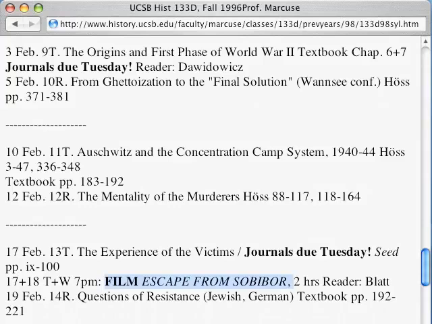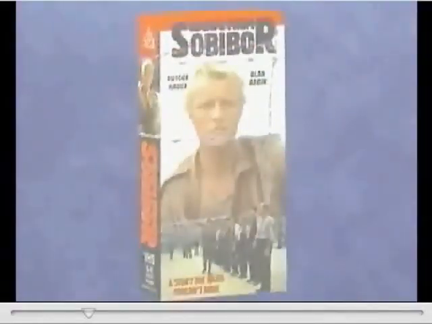Action-adventure hero Rutger Hauer stars in an incredible true tale of courage and triumph. Those of you who survive, bear witness. Let the world know what has happened here. Escape from Sobibor. You have arrived at Sobibor.